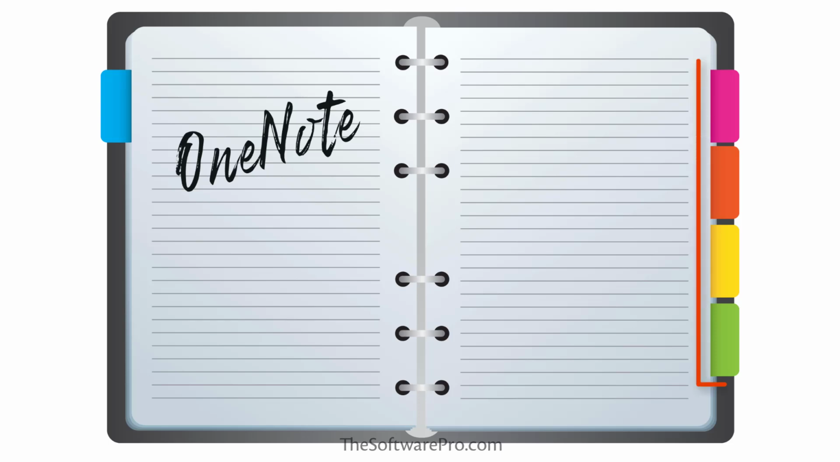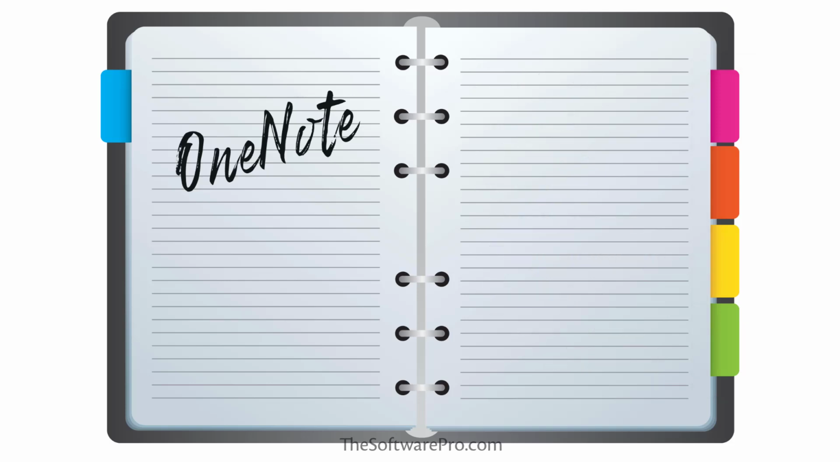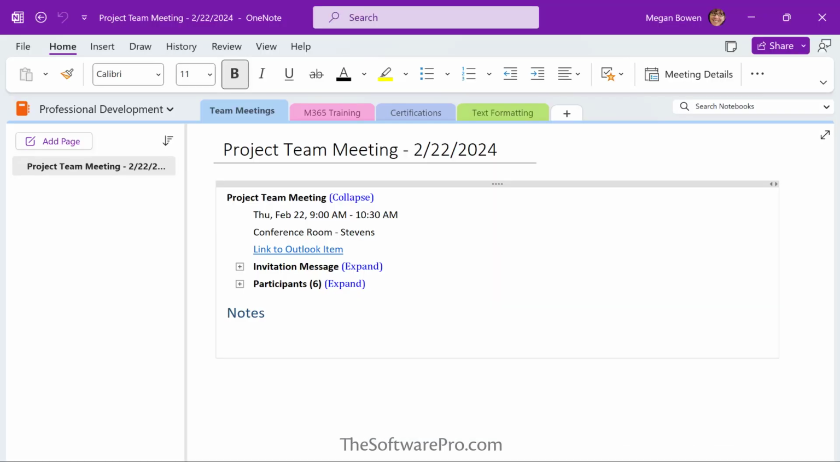Sections are like dividers in a binder or notebook. And in OneNote, sections are the top level of a notebook. You might create sections by project, topic, class, person, customer, patients, employees. You get the idea. There's so many ways that you can use sections to organize your information. So what are those tips?